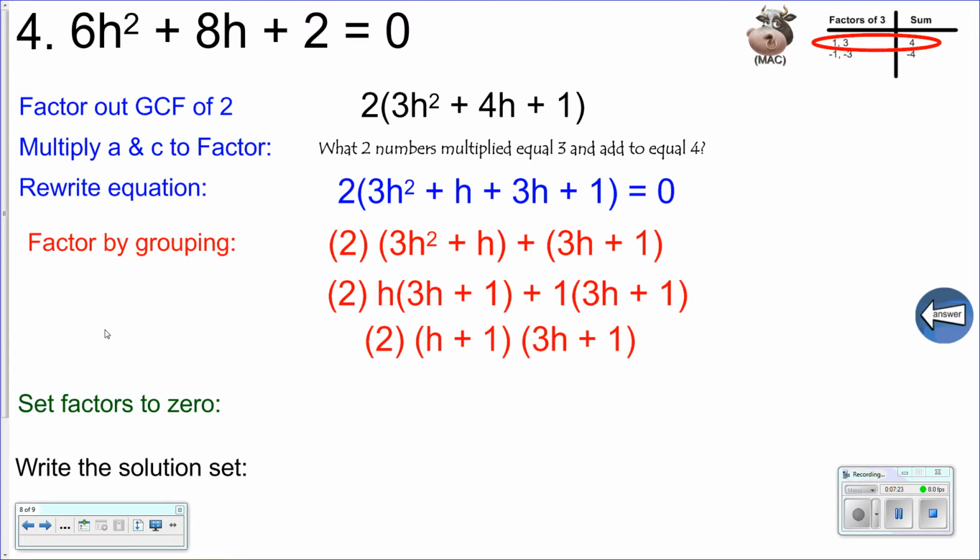Since the 2 does not have a variable, I don't need to set that to 0. So I just set the other two, h plus 1 equals 0 and 3h plus 1 equals 0. In the first one, I just subtract 1. And then the second one, I subtract 1 and divide by 3. So my solutions are negative 1 and negative 1/3.